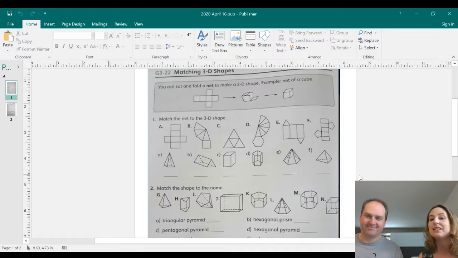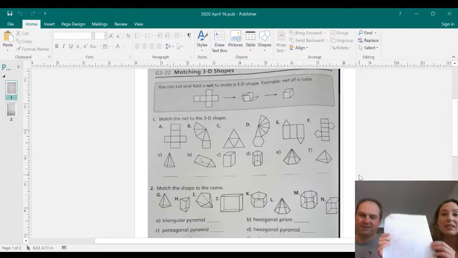So today we are going to be learning about nets. A net is something that you fold up to create a three-dimensional shape. I'm going to be showing Mr. Hyatt some nets and we're going to see if he can figure out what three-dimensional shape it'll turn into. I'm up for the challenge.